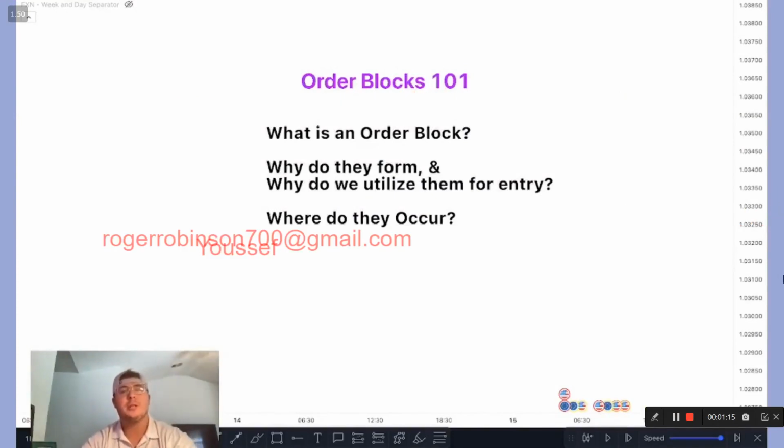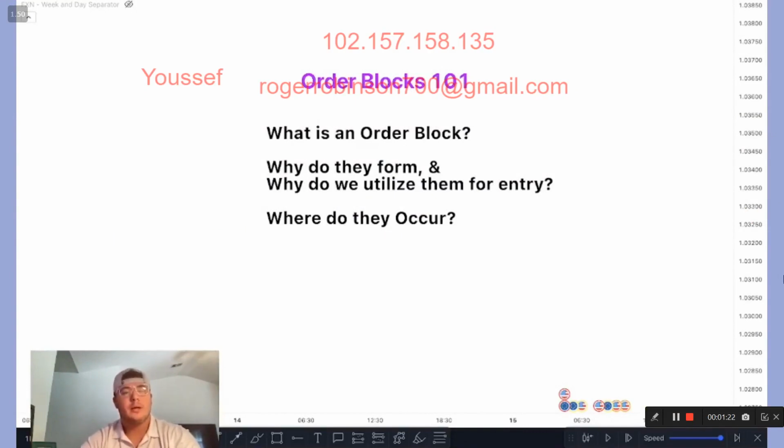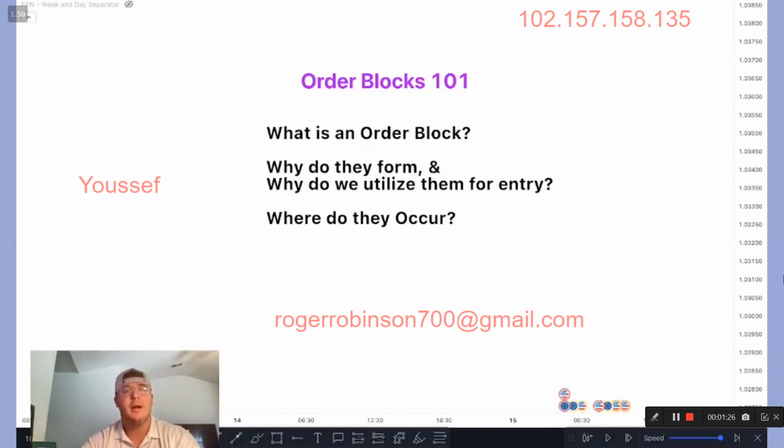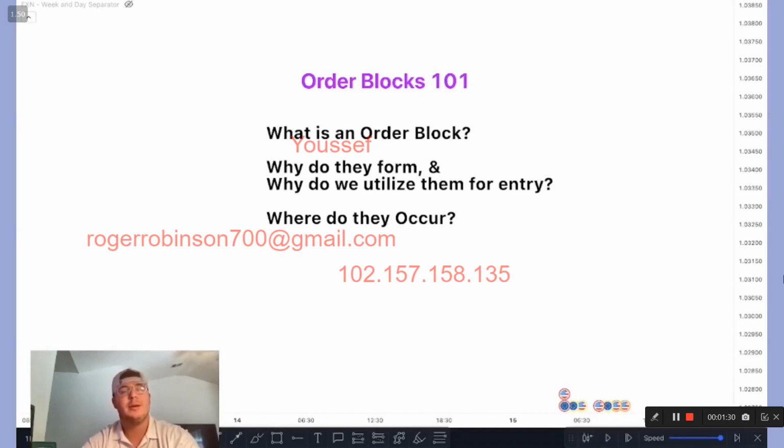Order blocks 101: understanding the purpose, the anatomy, the reason, and the intention of order blocks. So first things first, what is an order block? An order block is essentially one specific candle that represents a zone that illustrates supply and demand, where the banks are essentially getting in, manipulating price before causing a drastic move in the opposite direction.